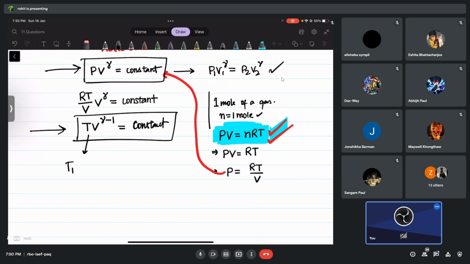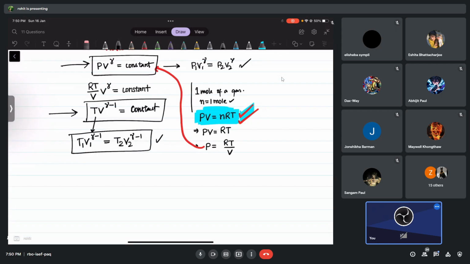T1 V1 to the power gamma minus 1 can be written equal to what? T2 V2 to the power gamma minus 1. For an adiabatic process only you can do this. Okay, so I have one more substitution. Just check whether it makes sense or not.